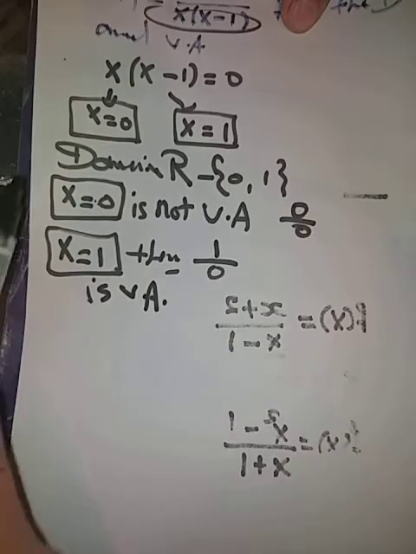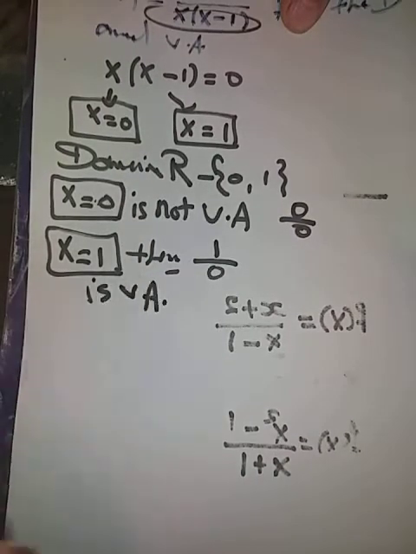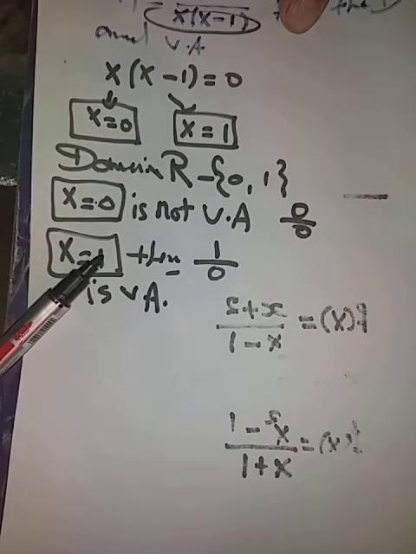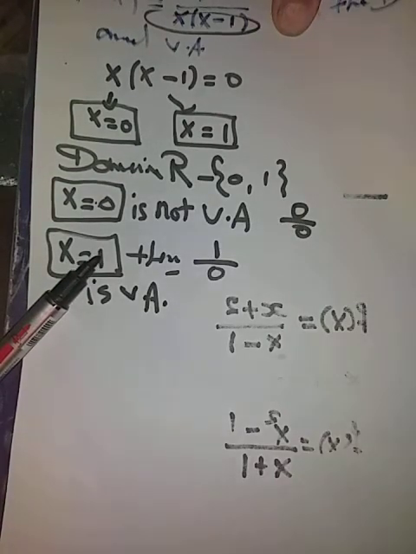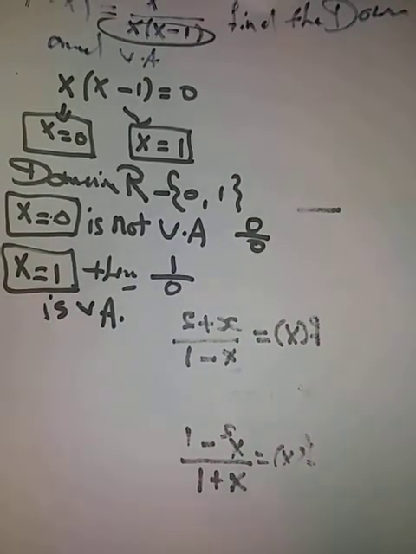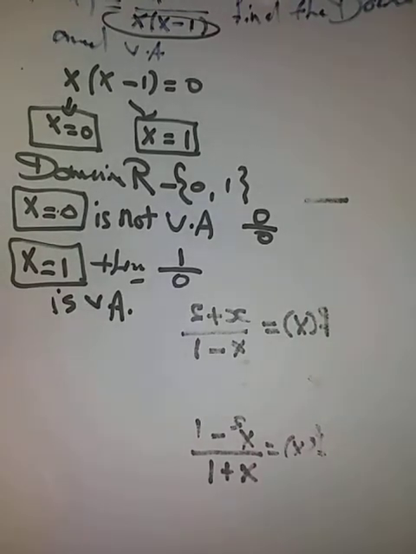This is the difference between domain and vertical asymptote. In other words, we can find the domain before we simplify, but the vertical asymptote after we simplify.